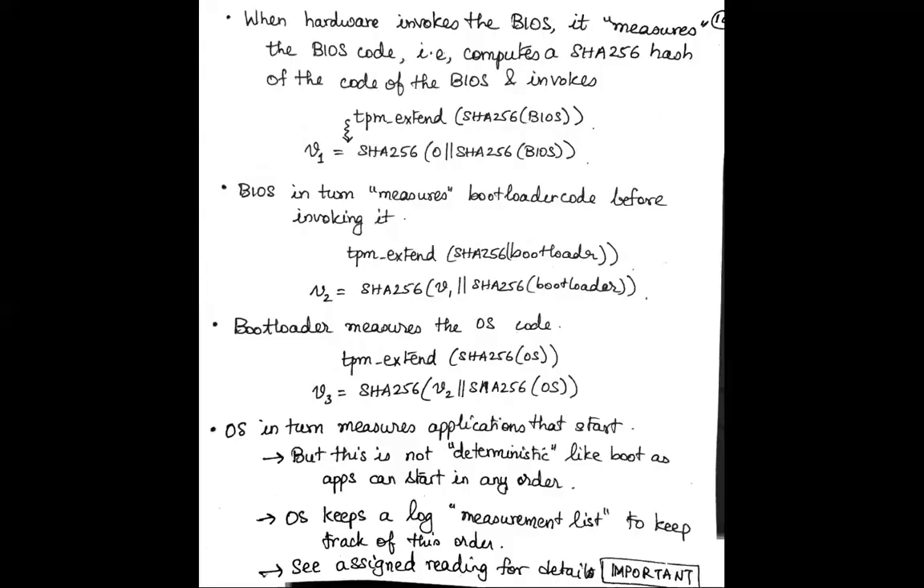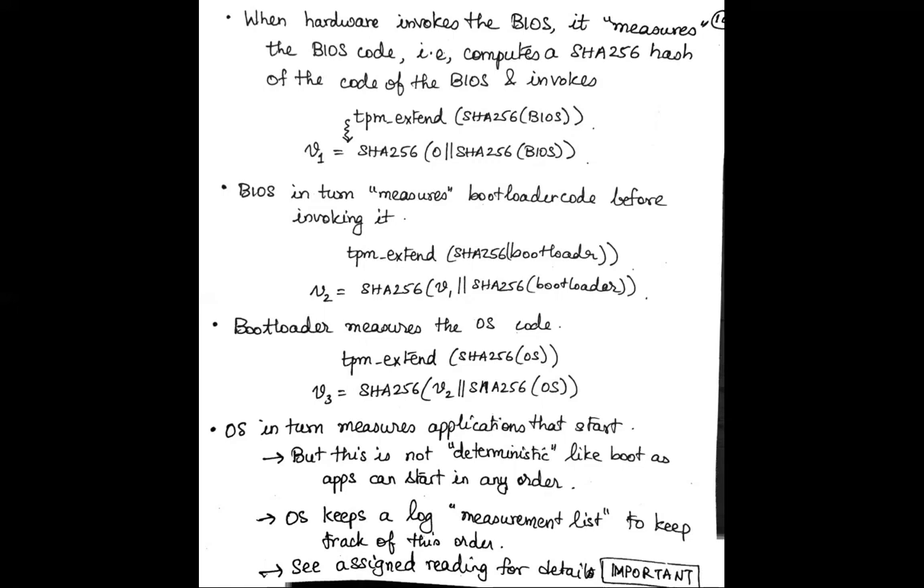Okay, so this is what happens on the server side. So when the hardware invokes the BIOS, the BIOS has been modified. The hardware actually goes and measures the BIOS, right? These attestation protocols are often also called measurement protocols. It measures the BIOS code. So what does it do? Well, actually what it does is that it goes and computes a SHA-256 hash over the entire region of the code of the BIOS. Okay, the hardware does this.